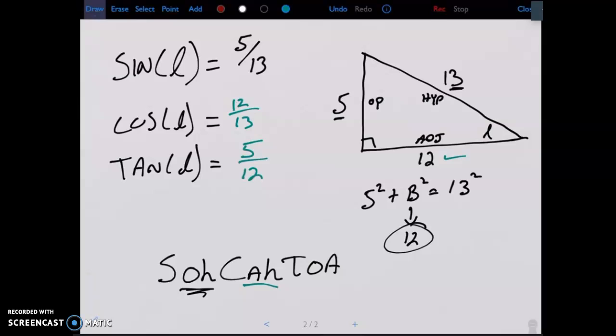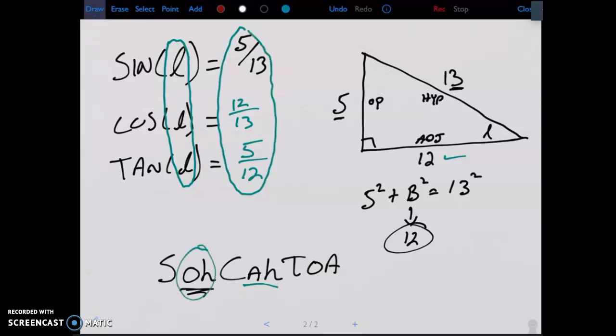And the tangent is opposite over adjacent, so that's going to be 5 over 12. So the big picture here is that sine, cosine, and tangent are made up of two parts. They have a reference angle telling you which angle we're starting with, and then they tell you the ratio of the sides. Sine means take the opposite over the hypotenuse. Cosine, take the adjacent over the hypotenuse. And tangent, take the opposite over the adjacent. All right, hope that helps.